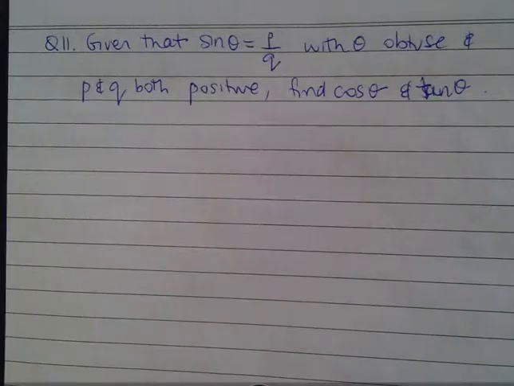The challenge section, and it says, same method. Given that sine theta is P on Q, you're going to draw your right angle triangle. You're going to put your P and Q in their place, and you're going to work out the missing side. And they're telling us that theta is obtuse. Well, they've just told you what quadrant you're in. And we know that just the numbers P and Q are both positive. You have to find cos theta and tan theta.